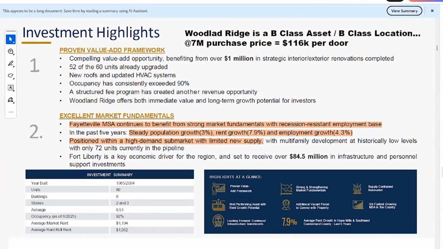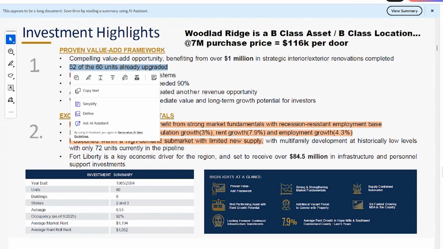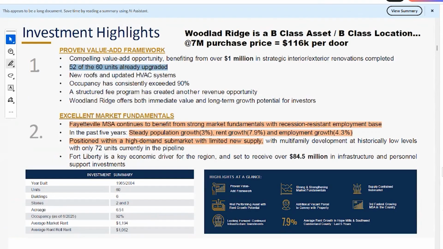Okay, 52 of the 60 units have already been upgraded. That means our renovation costs could be a little lower, but there's still room to renovate 8 units and get a higher rent out of that. Because obviously, we're not going to renovate for nothing. We're renovating to attract a higher market price, make this unit more attractive to the potential tenants.